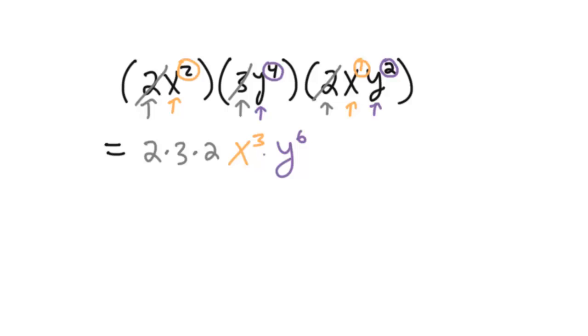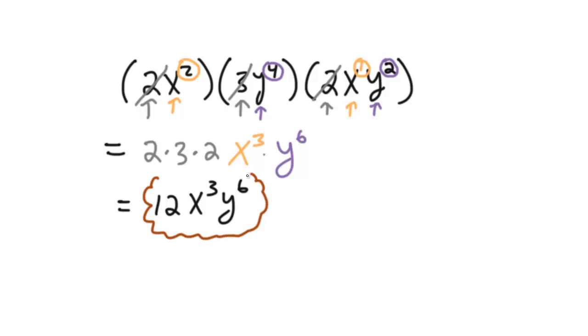So now this reduces to 2 times 3 times 2, so that's 12, and then we have x to the third power and y to the 6. And we're done, and we're happy.